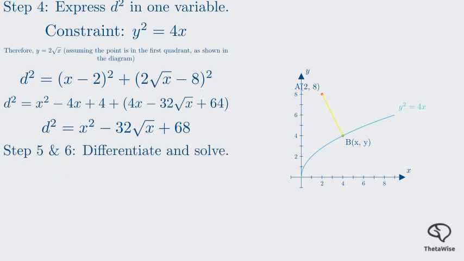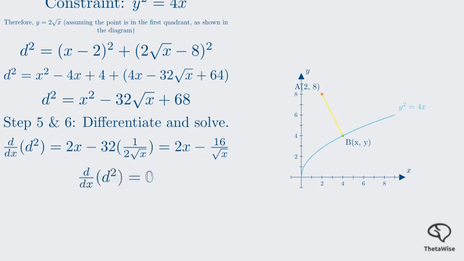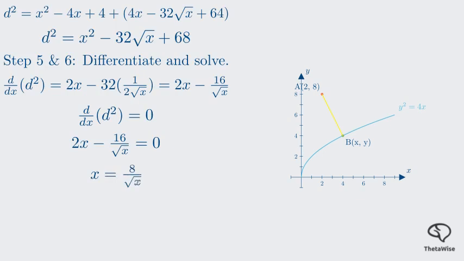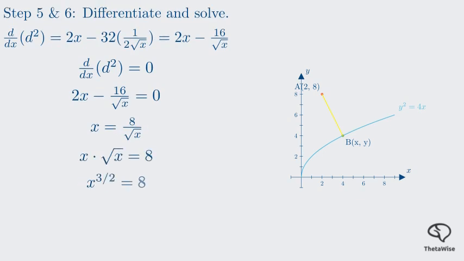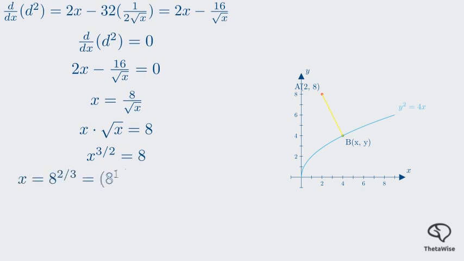The derivative is 2x minus 32 times the derivative of root x. Setting this to 0, we get 2x minus 16 over root x equals 0. We can simplify this to x equals 8 over root x. Multiplying by root x, we find that x times root x equals 8. This is the same as x to the power of 3/2 equals 8. To solve for x, we raise both sides to the power of 2/3. This gives us x equals 8 to the 2/3 power.